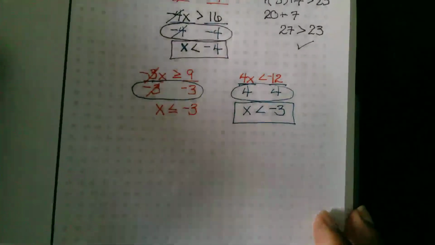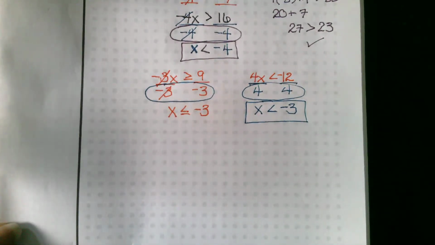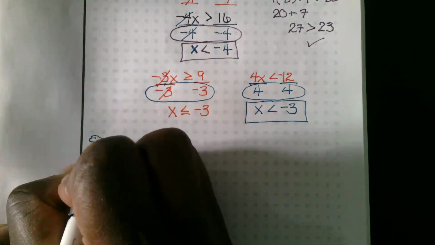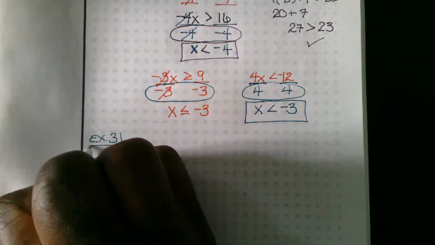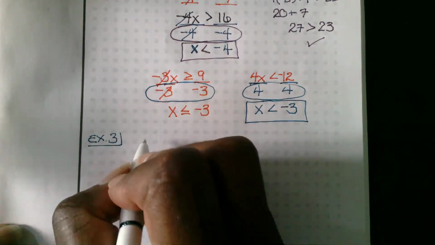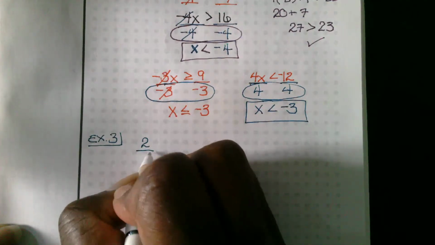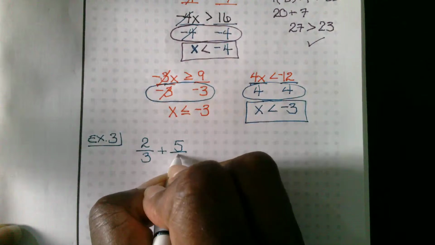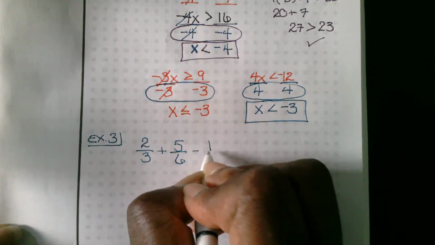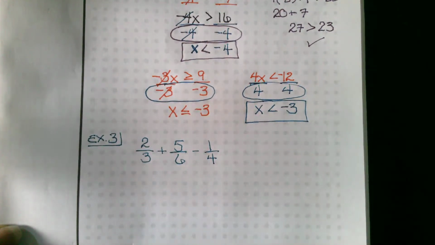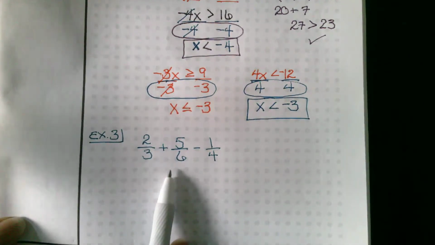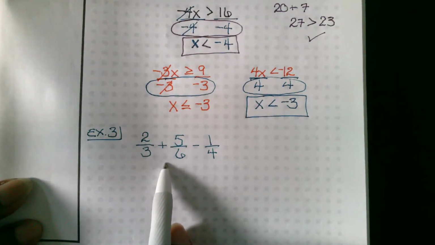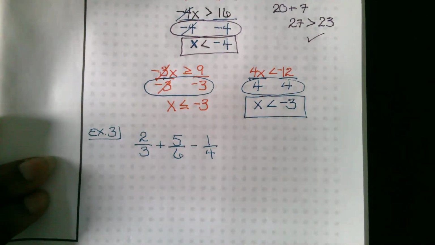Let me see if I can get my stuff together. Okay, so I get some room down here. So now, I want to know if you have 2/3 plus 5/6 minus 1/4. So we're not setting it equal to anything. We want to simplify this. So we want to do the proper operations, but we want to simplify this.